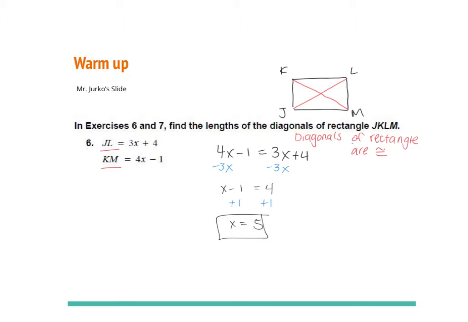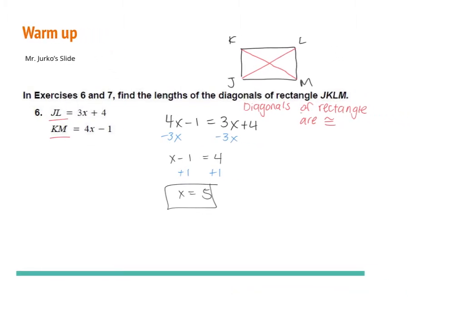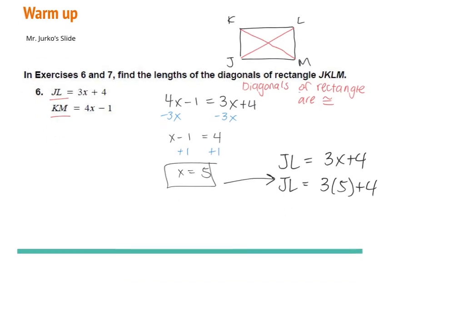Very good. Does it matter which one we plug it in for? No. Okay. Since these diagonals are the same, right? We should get the same answer regardless of which one we plug it in for. So let's plug it into JL. 3x plus 4. We plug in x equals 5. JL equals 3 times 5 plus 4. We're going to get that JL equals 15 plus 4, which is 19.